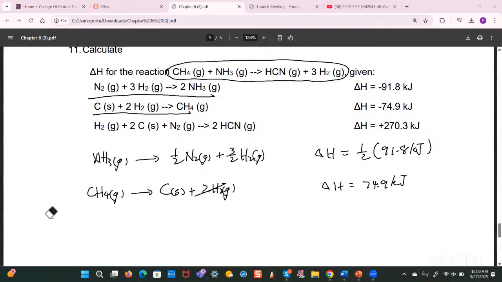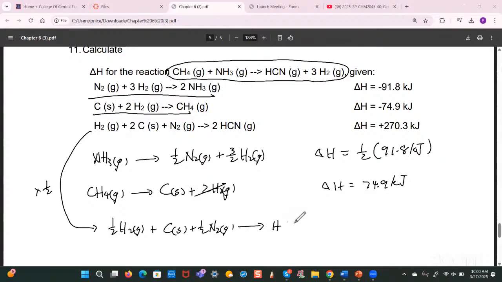Yeah, thank you. So in this case, let me just write down the equation resulting from dividing by 2. Or I prefer to say multiply by half, right? So when you do that, you're going to get half H2 gas plus C solid plus half N2 gas, and then HCN, right? And delta H for that would be equal to what? Half of 270.3 kilojoules.